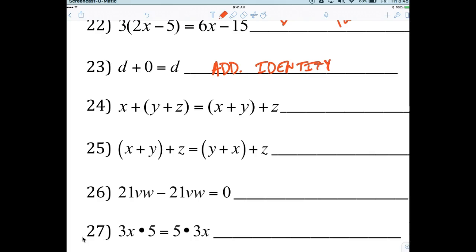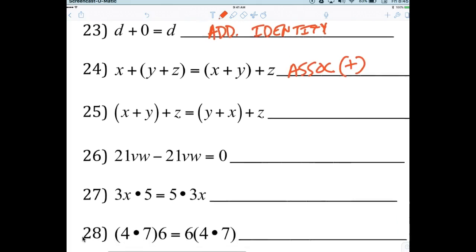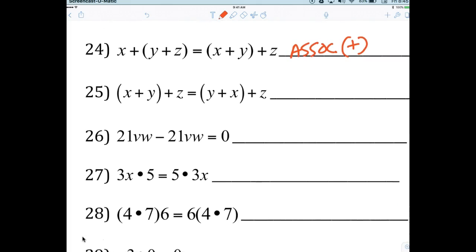Grouping symbols, correct? Order stays the same, so I know it's the associative property of addition. Now I'm trying to trick you on 25. What is that? Definitely not associative. Is the order the same? I don't think the order is the same. Yeah, because I'm asking you, is the order the same? It's a yes or no. No. All right, whenever the order is changed, it's always the commutative property. Commutative property of addition.